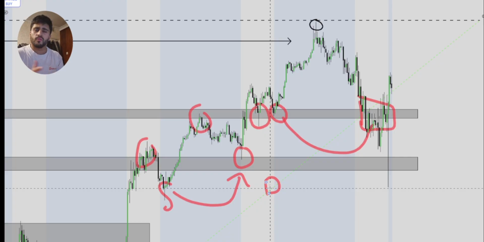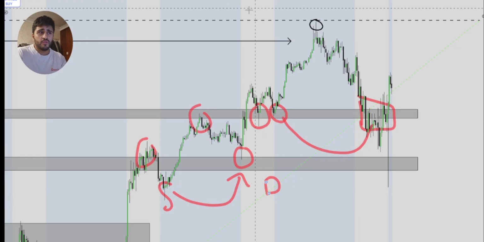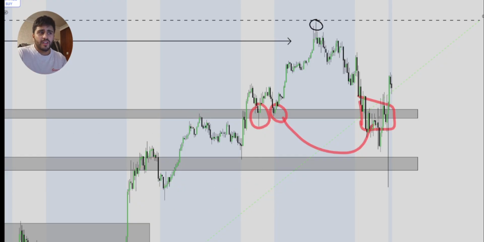I had a question recently: how do you find a reversal from a continuation? And the truth is, you could argue there's reversals and continuations everywhere, but what makes a reversal or continuation valid, in my opinion, is actually knowing where to trade from. So that's your key level.